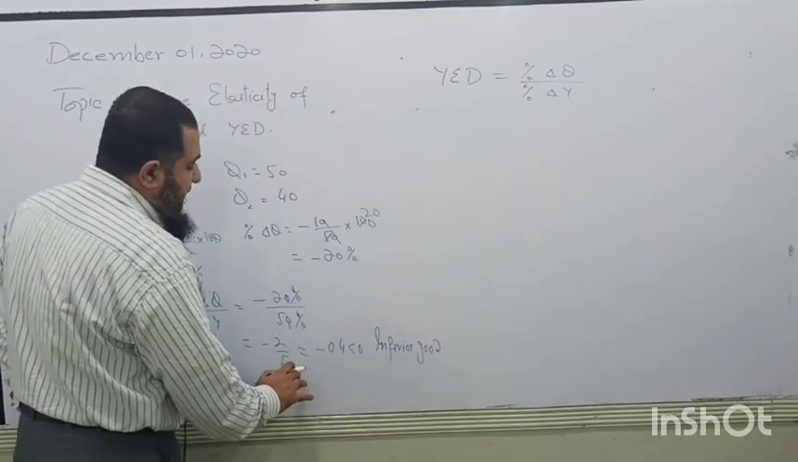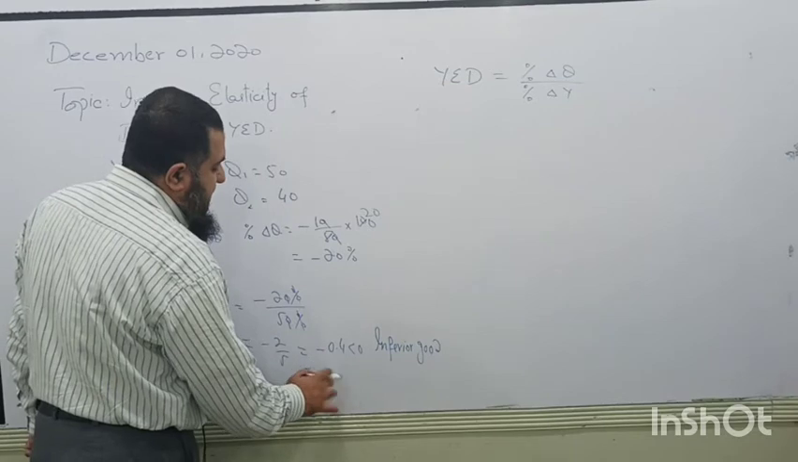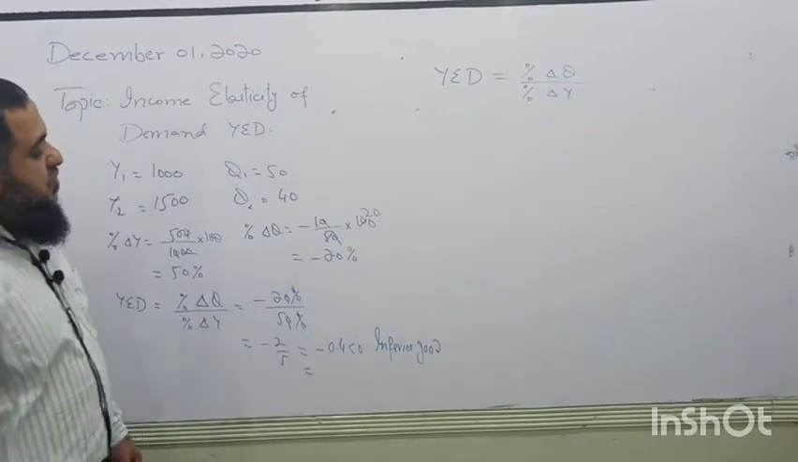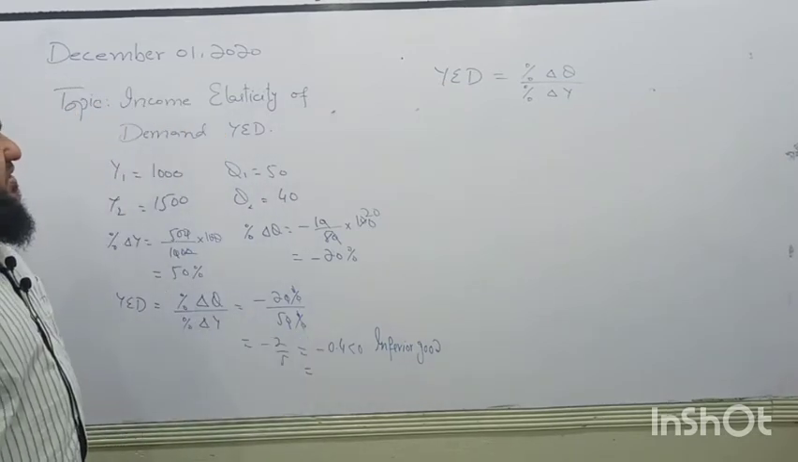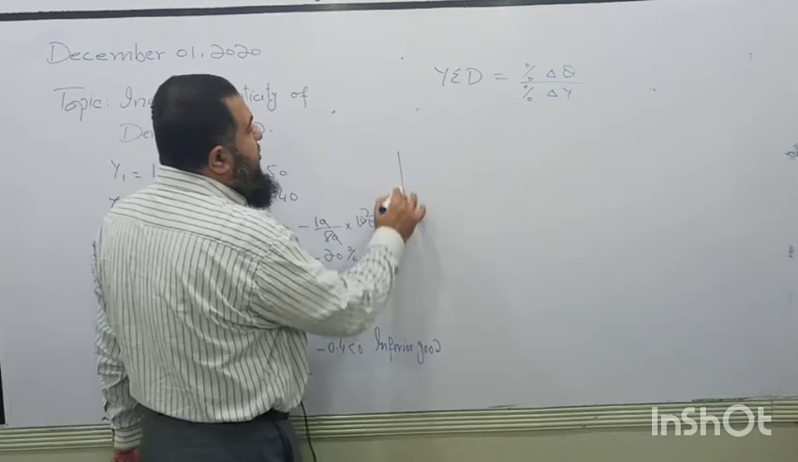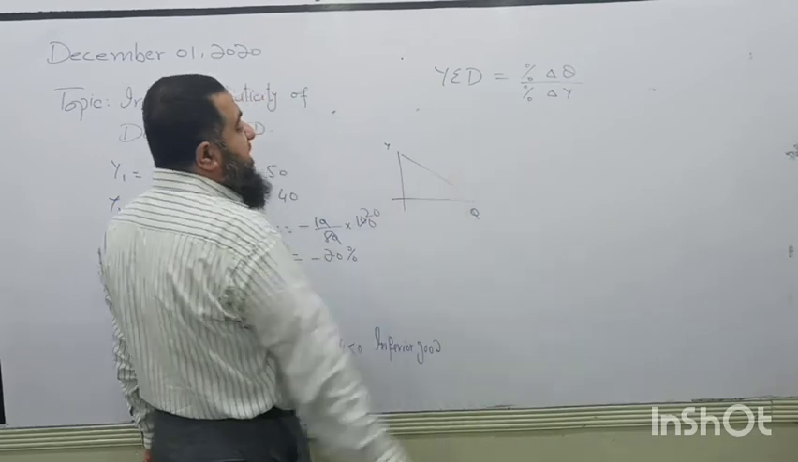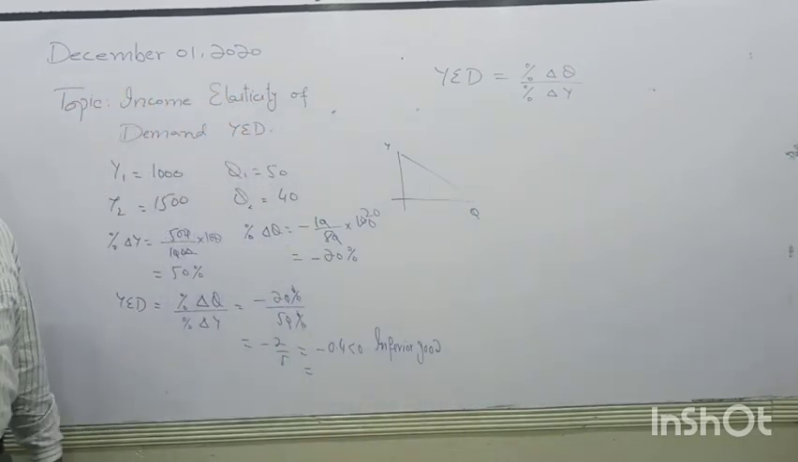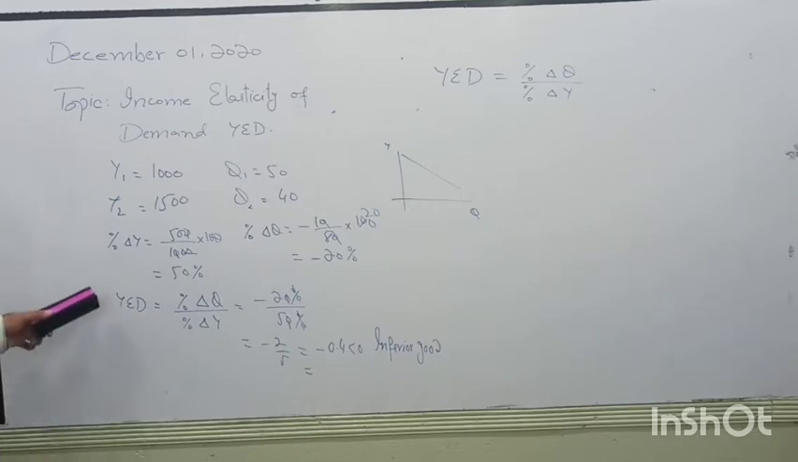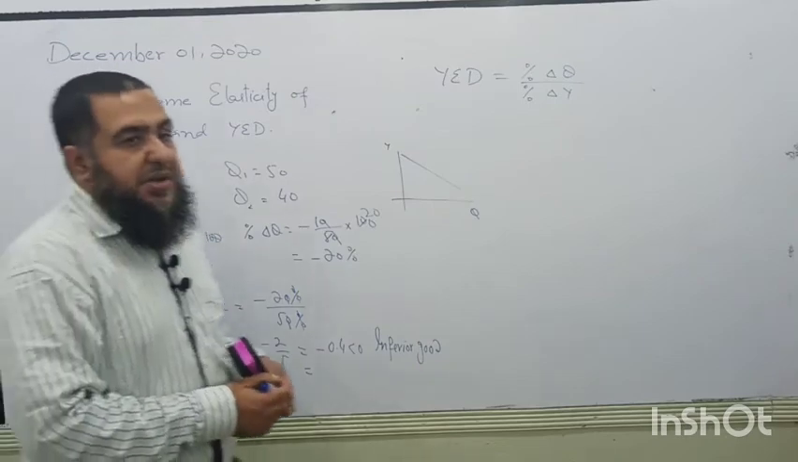Inferior good, and at the same time we can say, if we take the absolute value, this is an inferior good but it is income inelastic. So how to find its relationship in our graph? So it is negatively related. Income and demand, they are negatively related with each other. As people are becoming richer, they are buying less of this commodity.